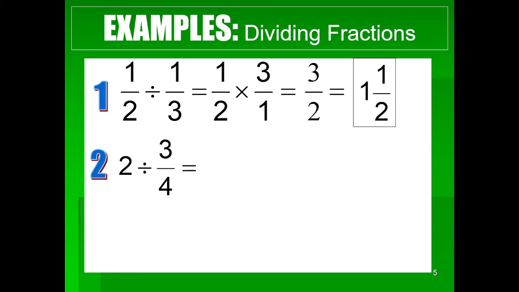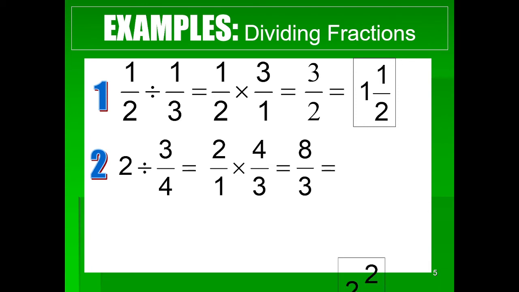2 divided by 3/4. We use the method of flipping the fraction from 3/4 into 4/3, and then we multiply across and we get 8/3. Again, we divide that and we end up with a mixed number of 2 2/3.